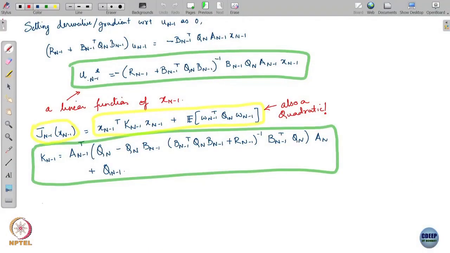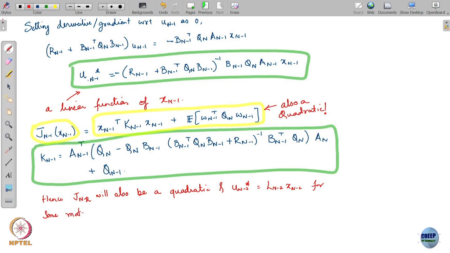So, for completeness let me state this here. Hence J n minus 2 will also be a quadratic and u n minus 2 star will be linear, right. Let us write it like this: L n minus 2 times x n minus 2, for some matrix L n minus 2. I will give you the formula also for L n minus 2.